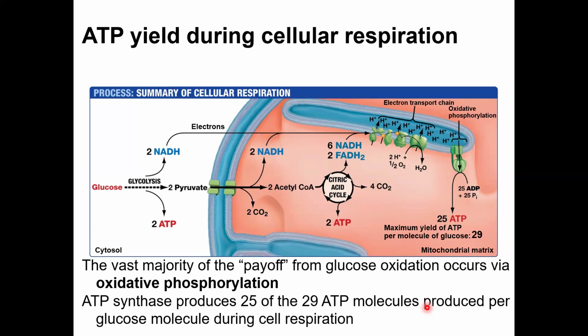Compared to the rest of the cycles, most of the ATP or energy yield comes out of the oxidative phosphorylation process, which has about 25 ATPs. Throughout the entire process, you get 29 per glucose molecule that's broken down. That brings us to the end of cellular respiration.